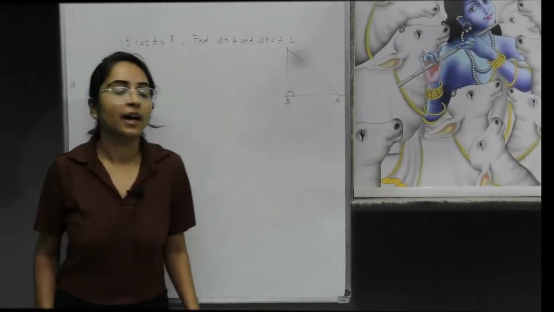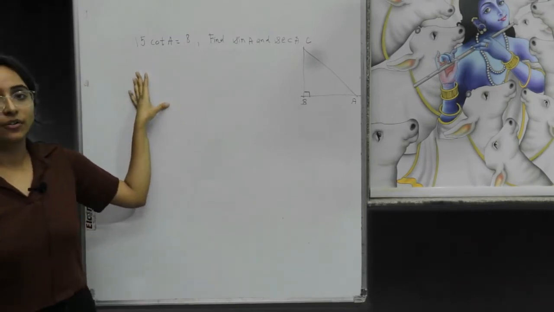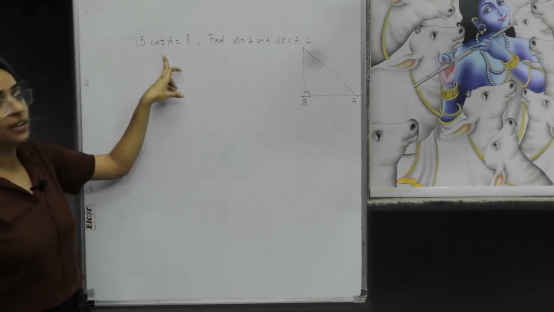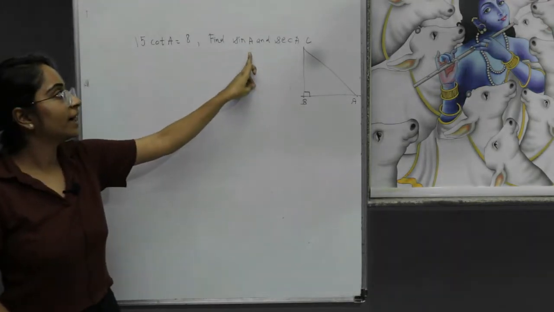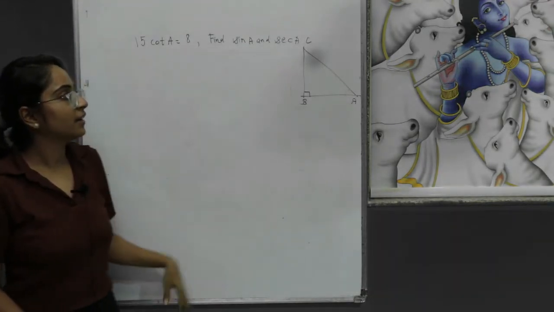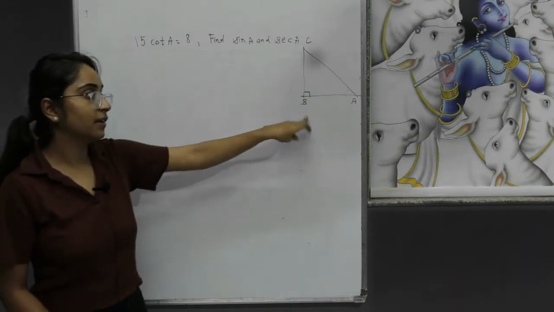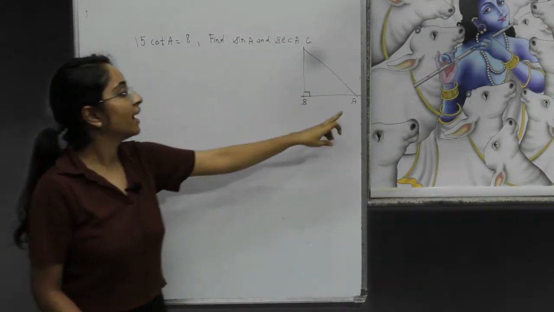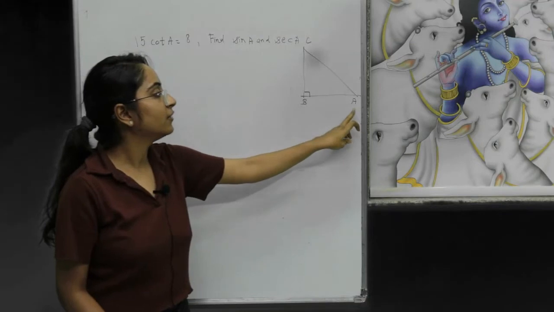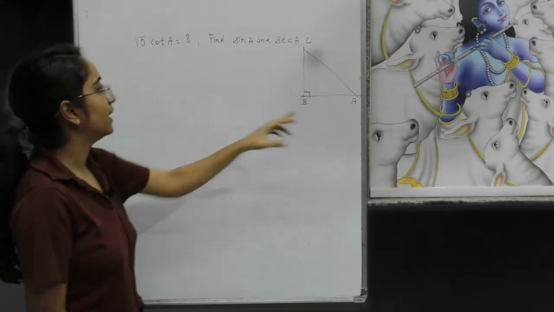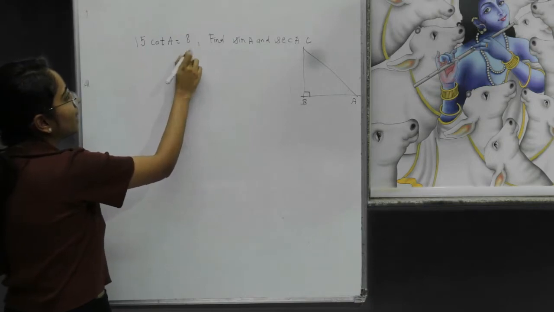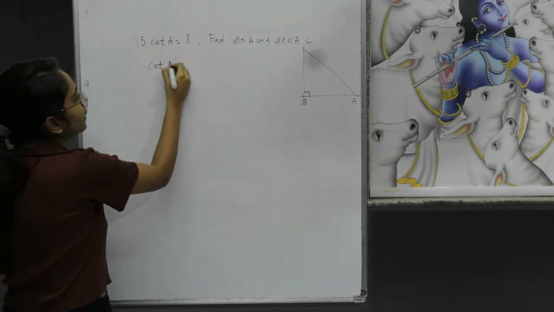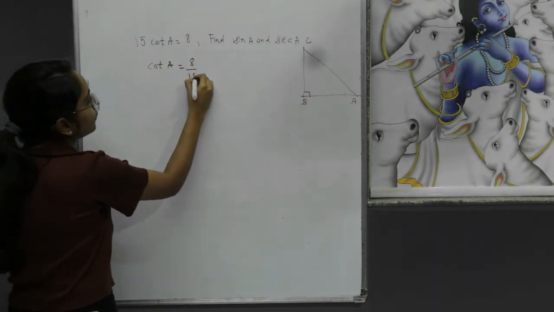Now we are going to solve this question. The given part is 15 cot A is equivalent to 8, and we have to find sin A and sec A. So here we will again consider a right angle triangle which is right angled at B, and we have to consider the angle at A. Simplifying the equation, we get cot A is equivalent to 8 upon 15.